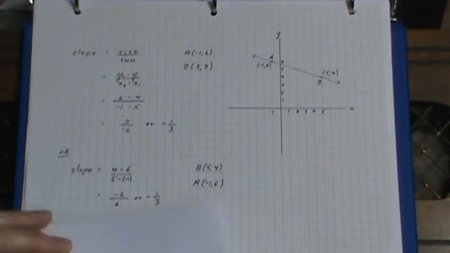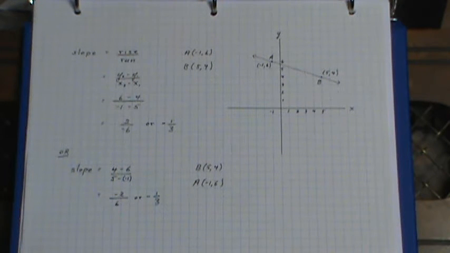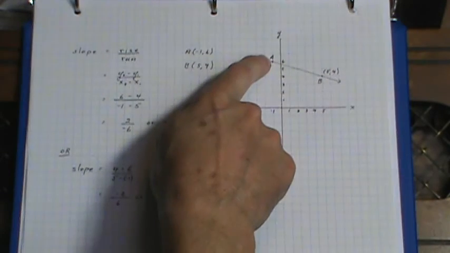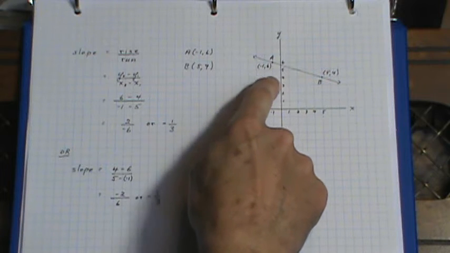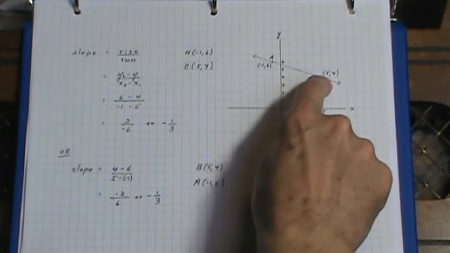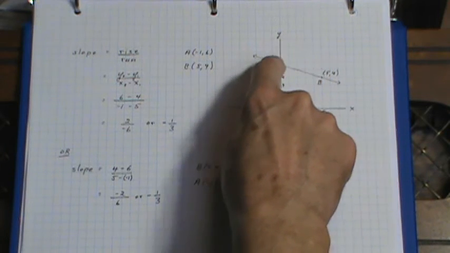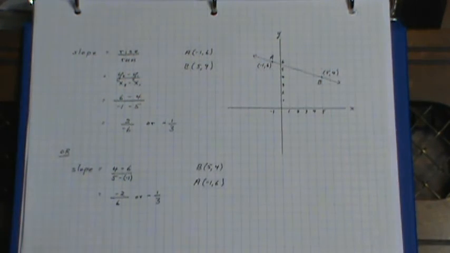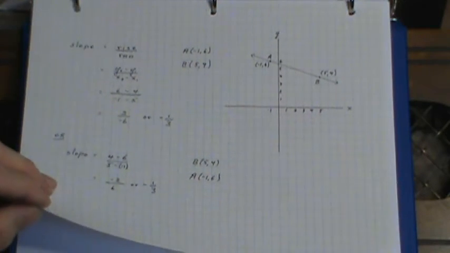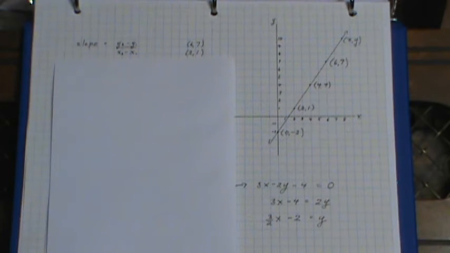You can think of the negative either being a negative rise, in other words going from A to B, we come down 2 and then across 6, or if you're going from here to here, you go up 2 and then 6 to the left. So either way you do it, you're going to come up with a negative for your slope when the line is coming down.